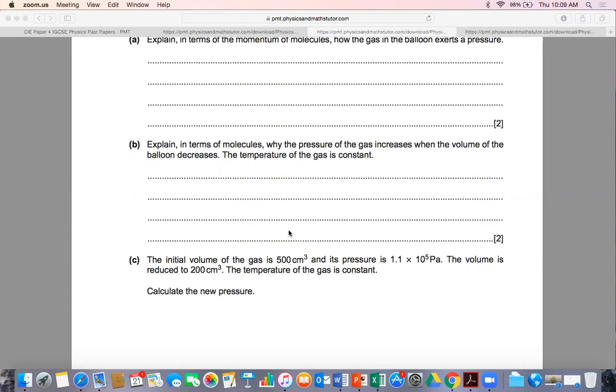So you use ratio. So 500 to 200, if you see 500 to become 200, I multiply by 2.5, because 500 divide 200 is 2.5. So from 500 to become 200 is 2.5. So my pressure also I times with 2.5. I'm using ratio. So 1.1 times 10 to the power of 5, I times with 2.5, I will get 275,000 Pascal. That will be my new pressure.